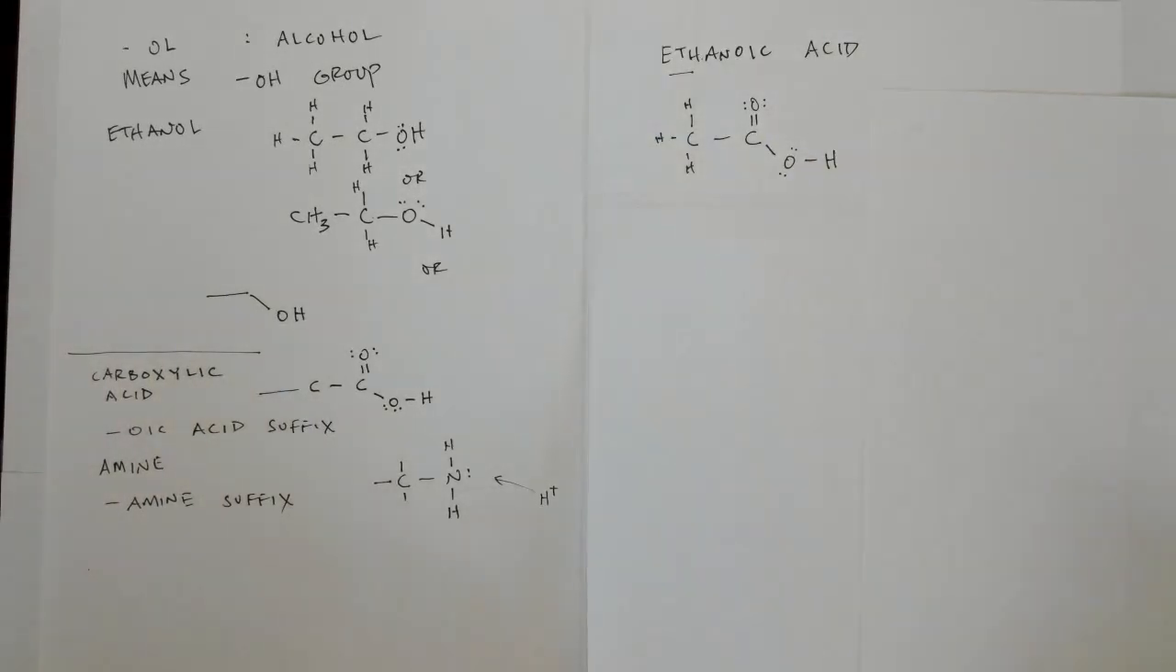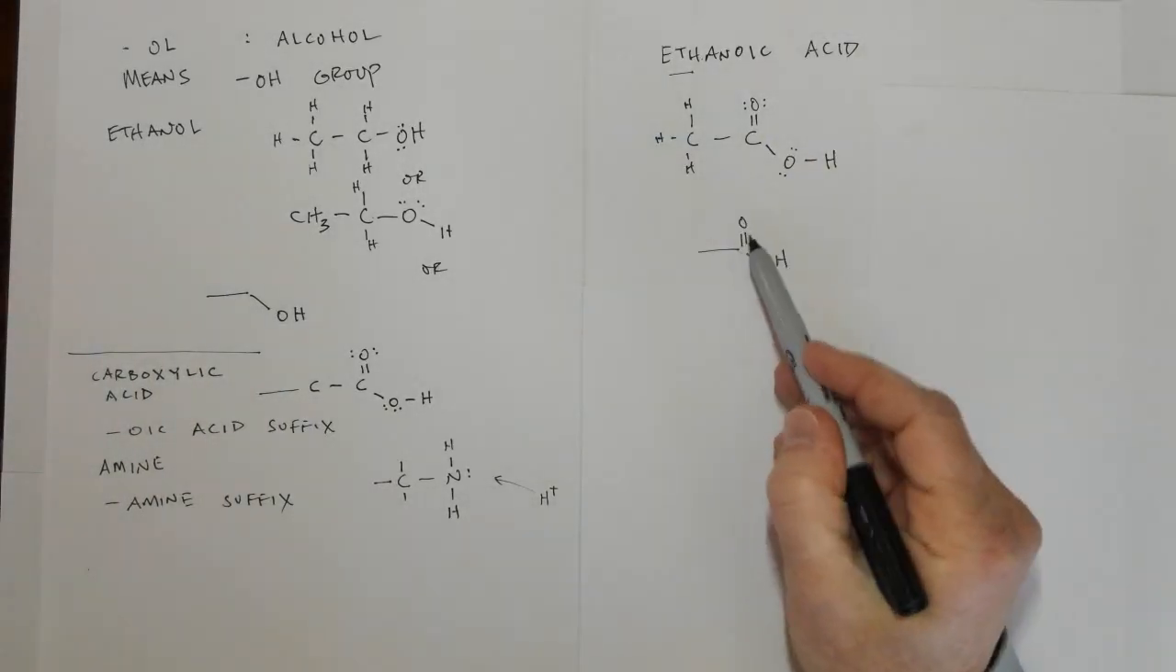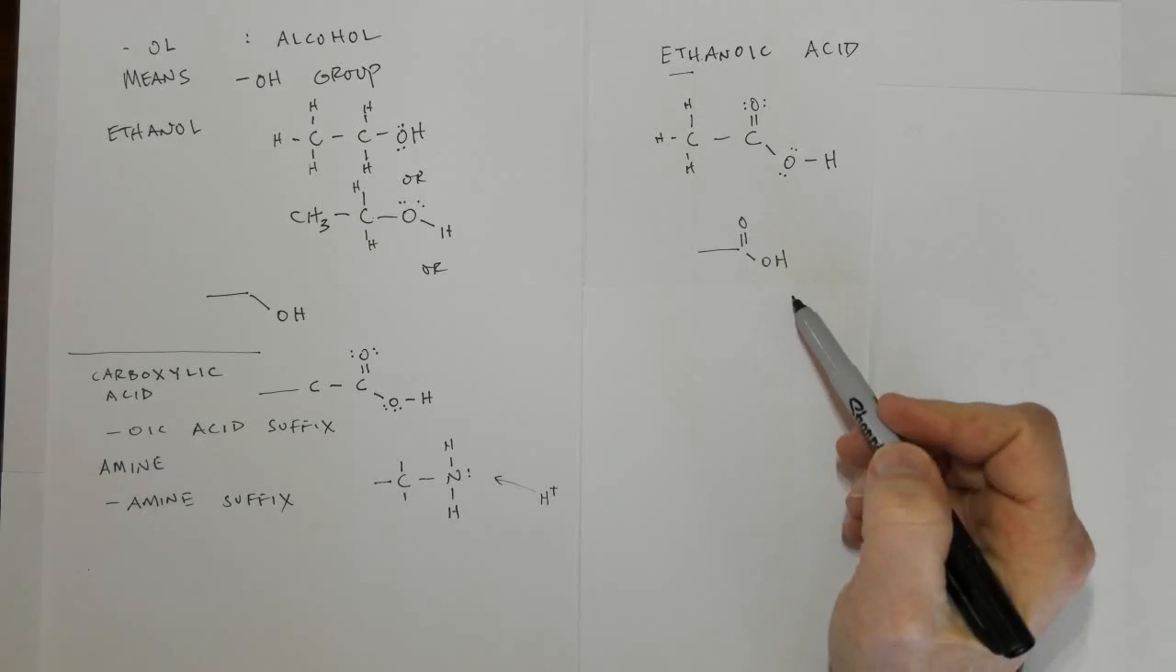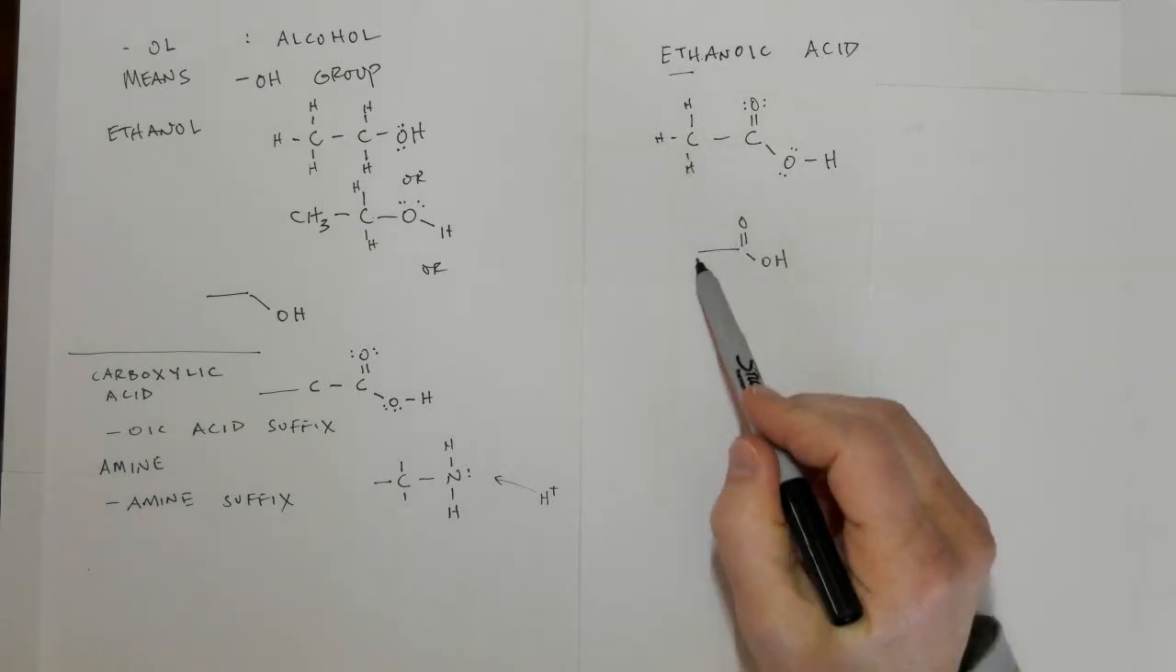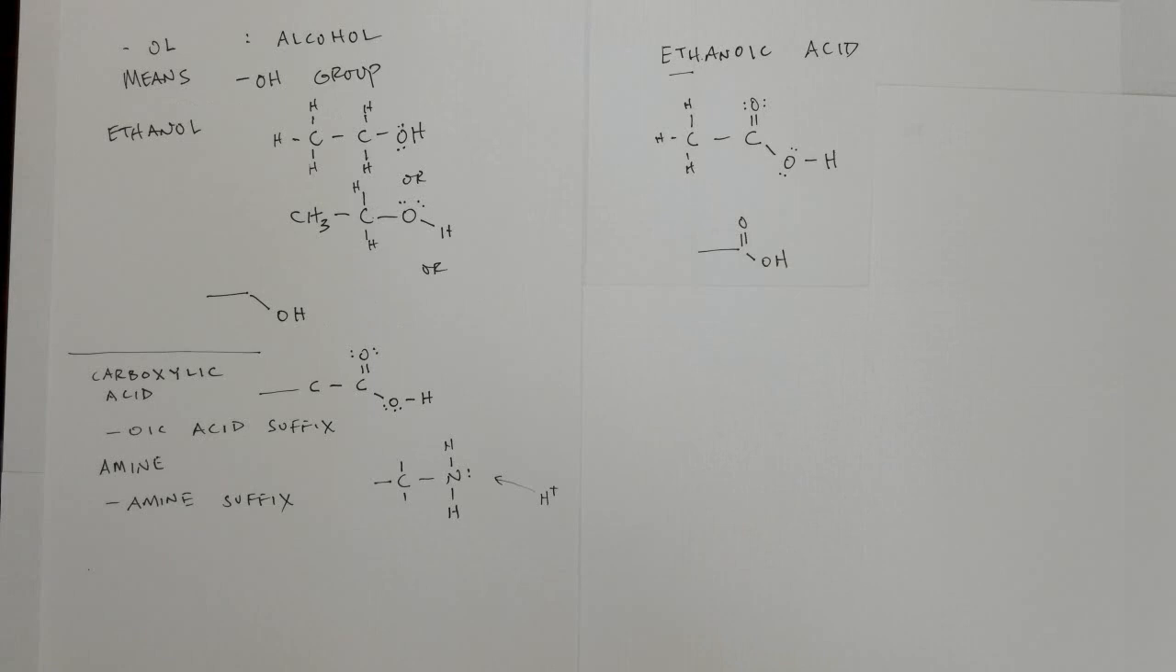Shorthand way to draw this would just be a stick, double bonded O, OH. So it assumes that this is a carbon, it assumes that this is a carbon, and it is completed with 4 bonds around it. All right, how about an amine?